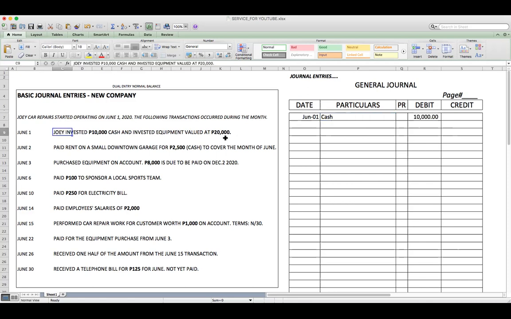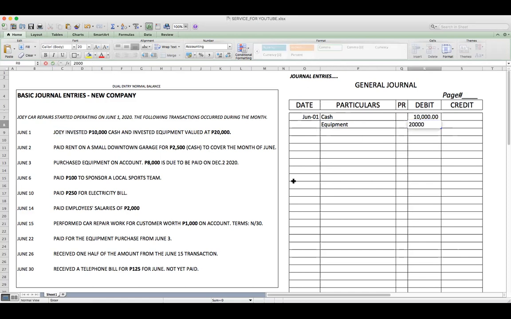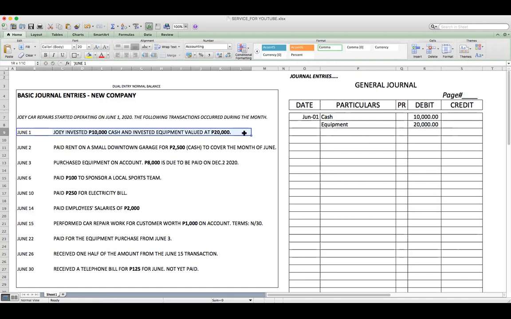No? And then aside from cash, we also receive equipment. Okay? So we receive equipment and then the amount is 20,000. So hindi ko na nilagyan ng currency. Anyway, lahat naman yan peso sign yan. You may also include, of course, if you wanted to. So just for the purpose of discussing the logic entry, hindi ko na muna lalagyan.